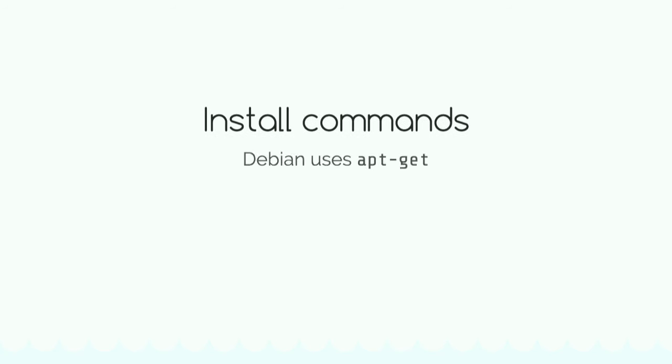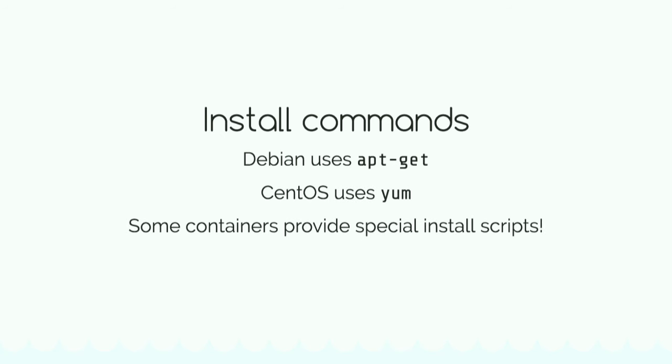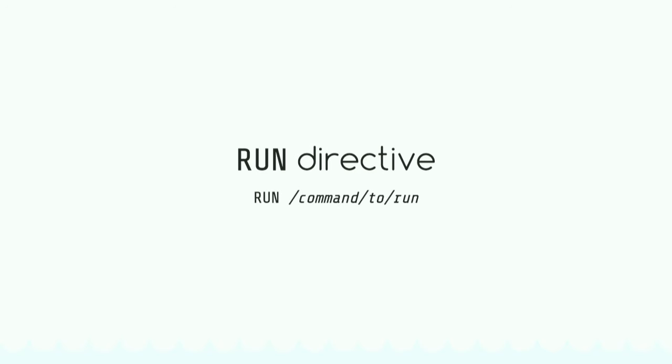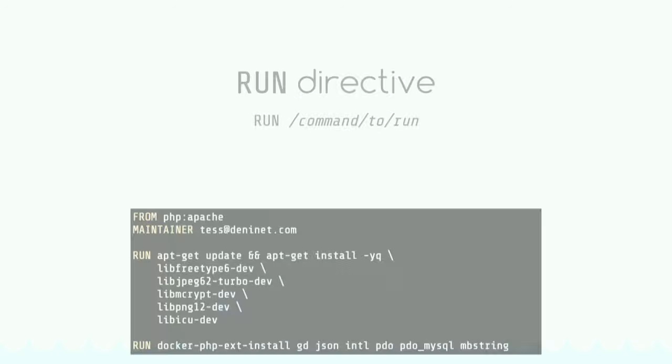So for our install commands on Debian, we're going to use apt-get. CentOS uses yum. And some containers, such as the PHP Apache container, use a specialized install script to help you install everything. In order to run these commands, we actually have a RUN directive, which just specifies the command to run when we build the container.